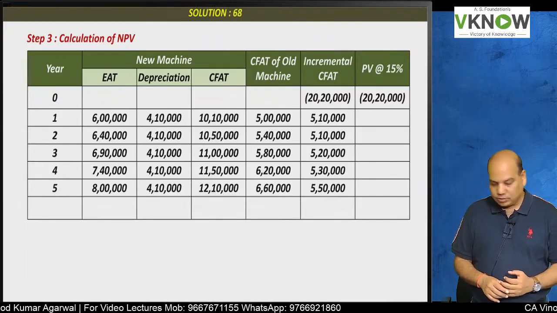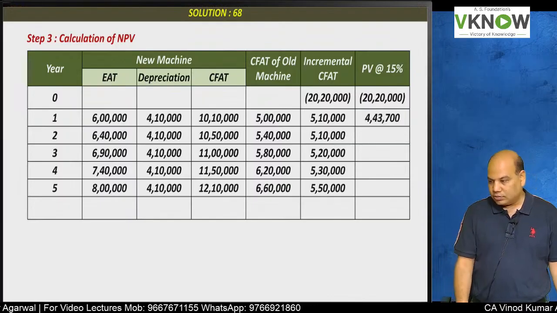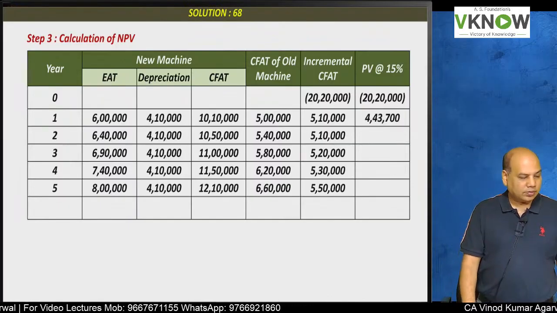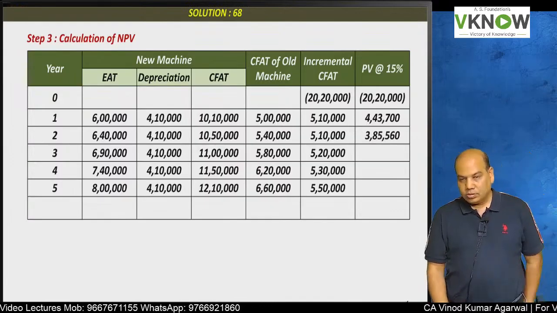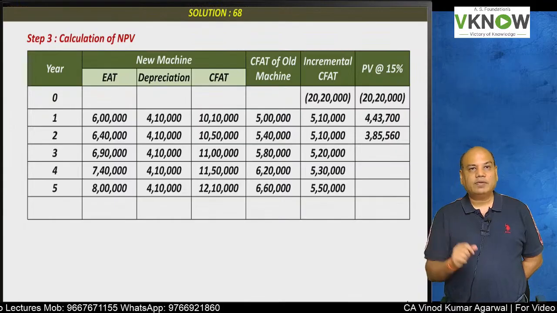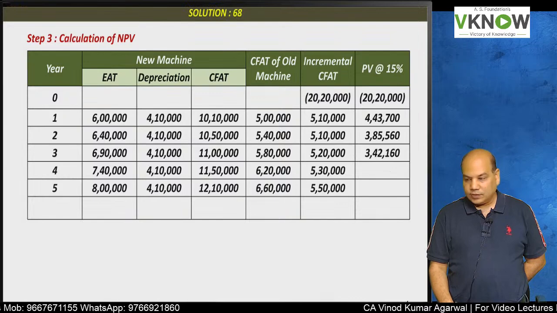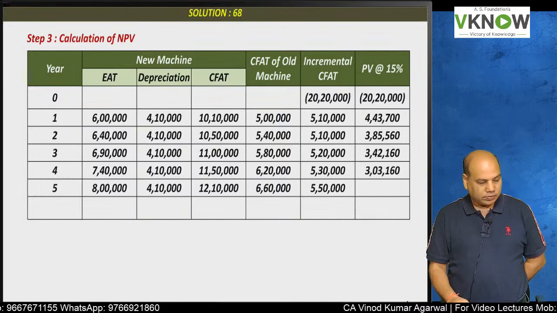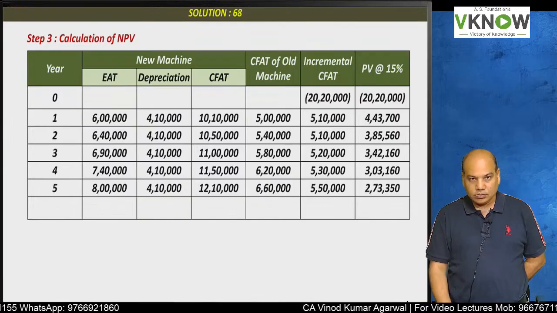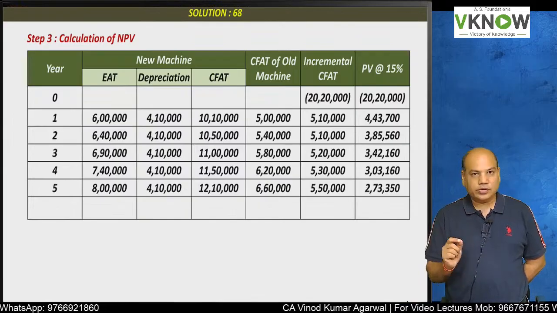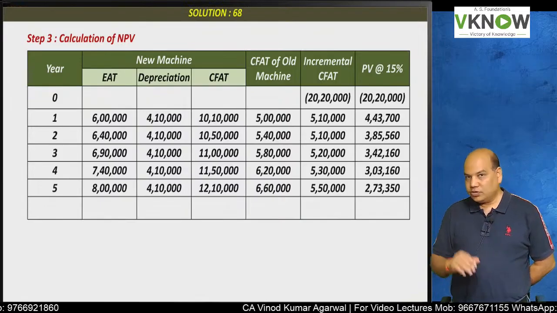20,20,000. Multiply by the factors in the problem and all of you will get the same answer. 443,700. Multiply by the second year factor in the problem. 385,560. 342,160. 3,03,160. 2,73,350. Please check the total.